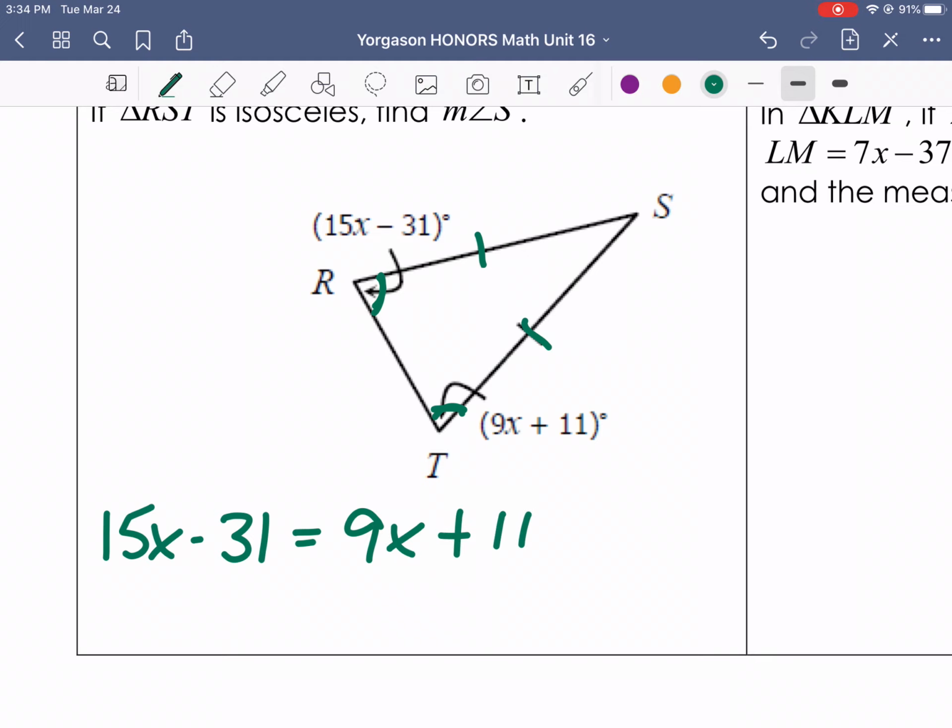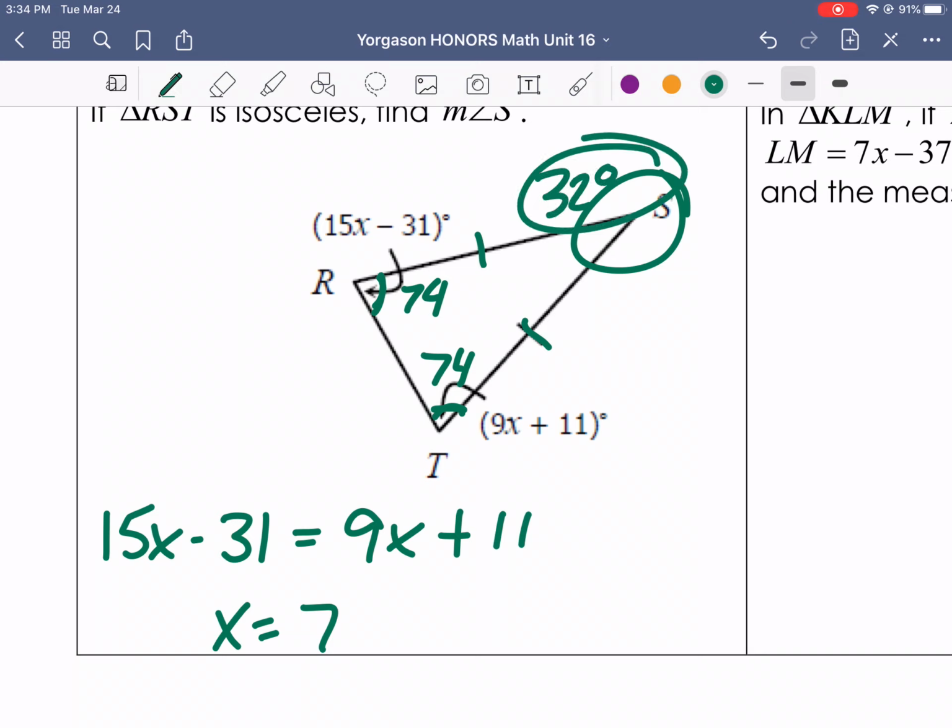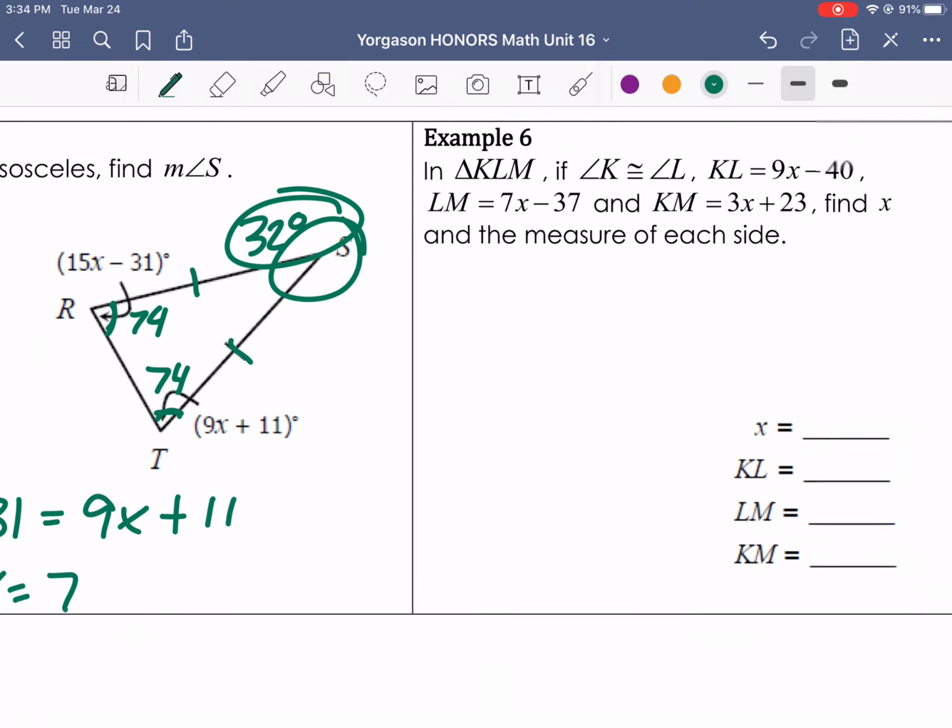I already solved this one, and I found that x equals 7, so that if I plug it back in, this is 74 degrees, this is 74 degrees, and I think from there you can find the measure of angle S. It's 32 degrees.